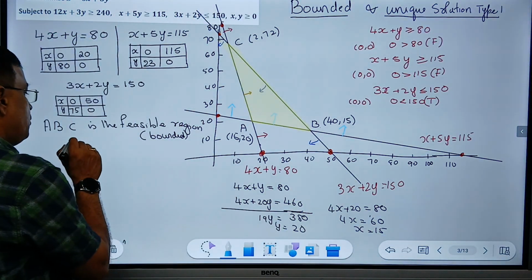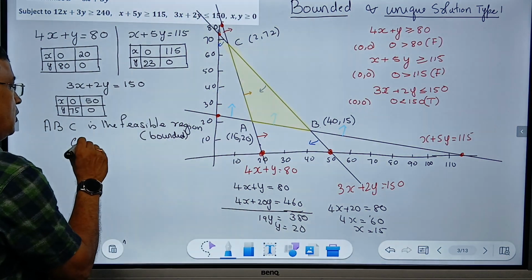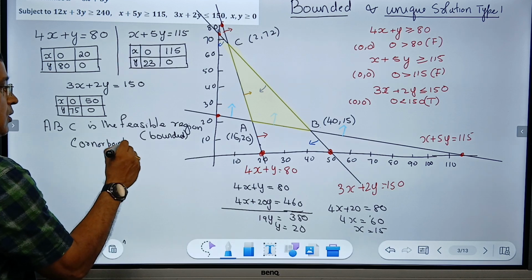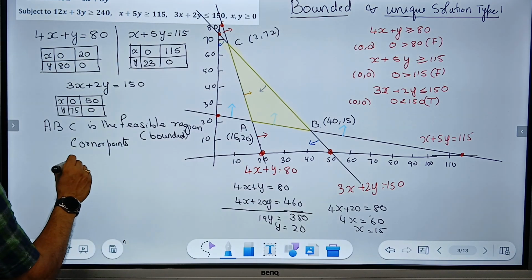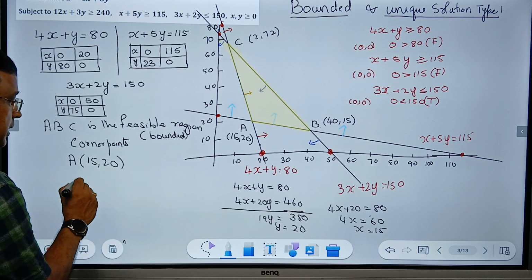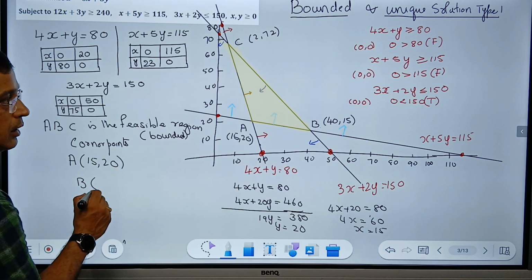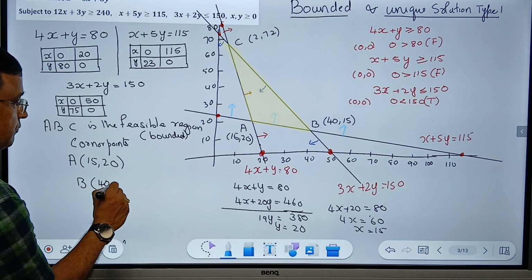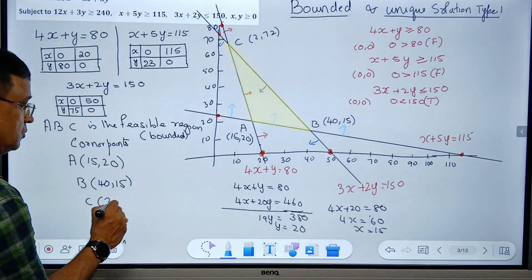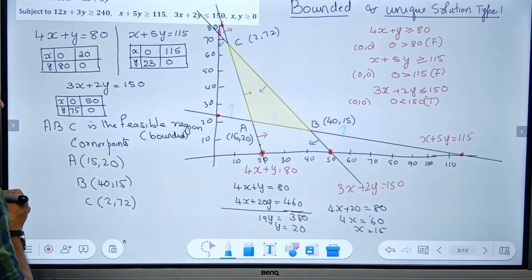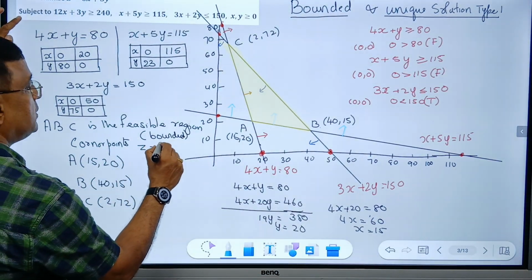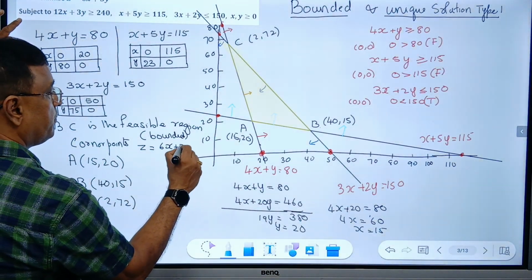Now what are the corner points? The corner points are A, which is 15 comma 20, B is 40 comma 15, and C is 2 comma 72. Now for all these you find Z. What is my Z? Z is nothing but 6x plus 3y.